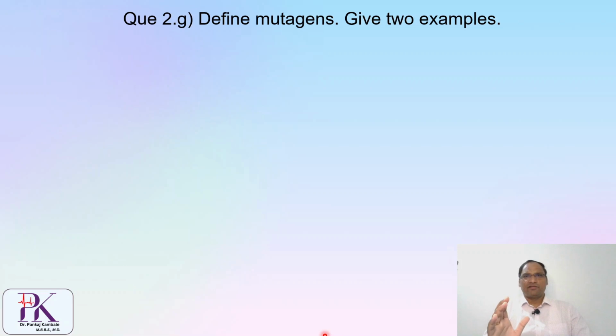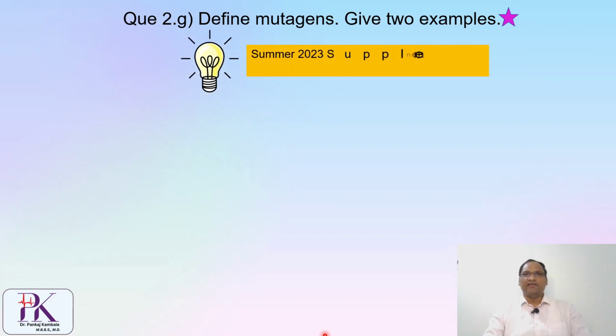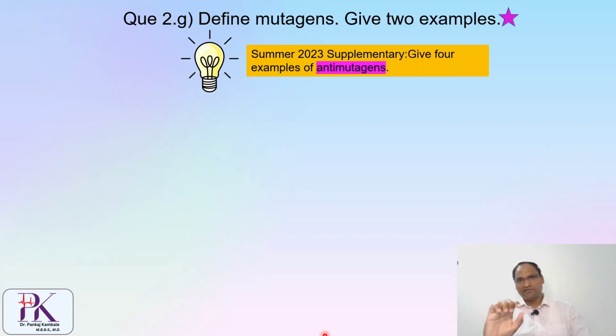Define mutagens. Give 2 examples. This is again a question I will mark with a star because it is again repeated in summer 2023 supplementary; not exactly repeated, but in this exam they have asked about 4 examples of anti-mutagens. So that is again the importance of reading previously asked topics and subtopics. You have to read them, because in a subsequent exam it can be repeated as it is, as we have seen previously with respect to copper deficiency, or there can be another question based on the same subtopic.